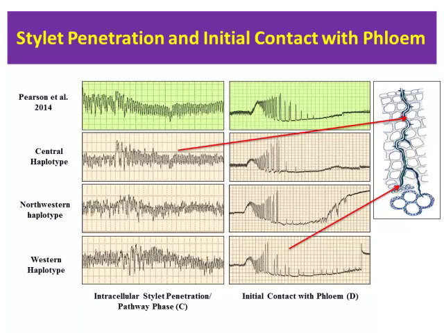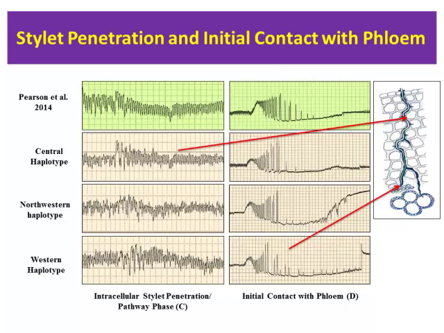So here we have the study by Pearson. You can see this is stylet penetration. And you can see the central, the northwestern, and the western. All these waveforms look exactly similar. The same thing was the first time when they reach the phloem.